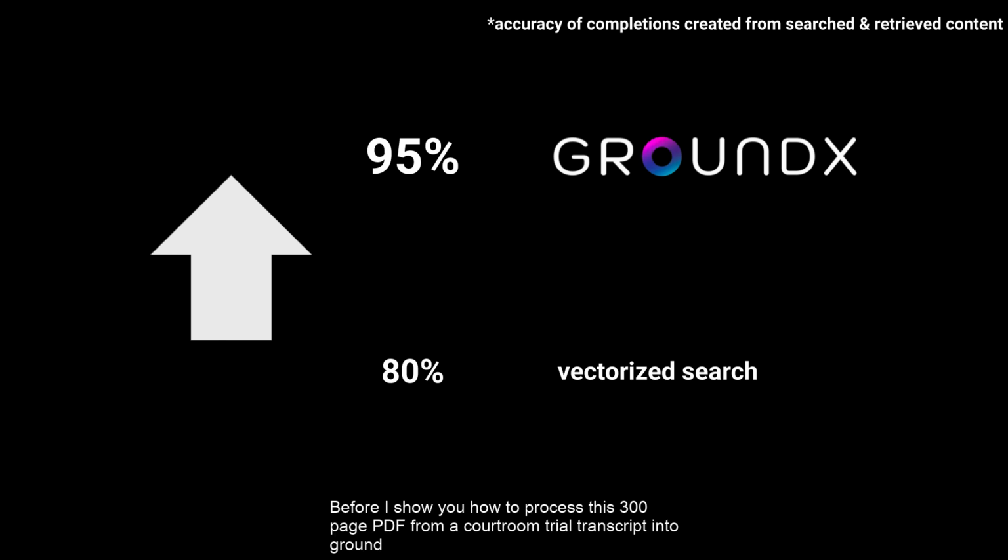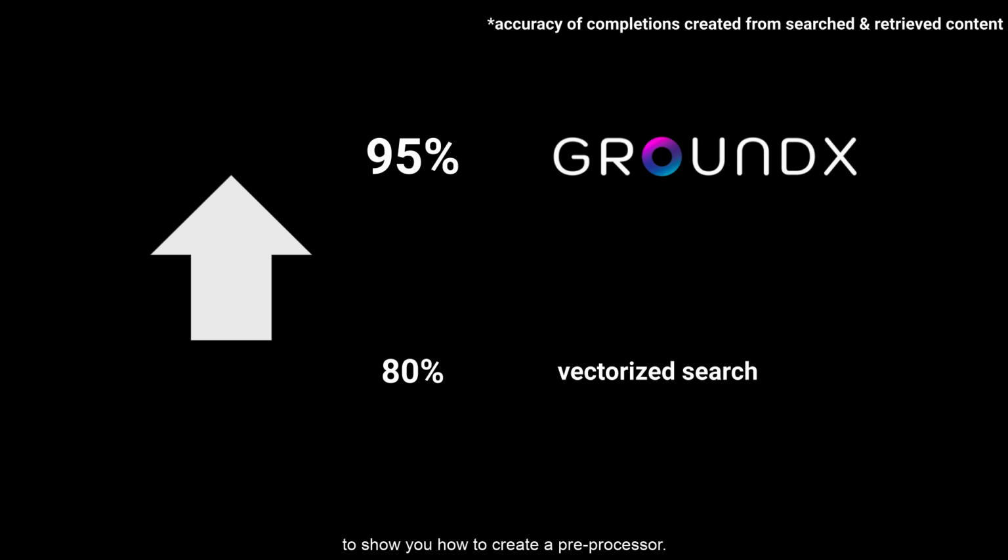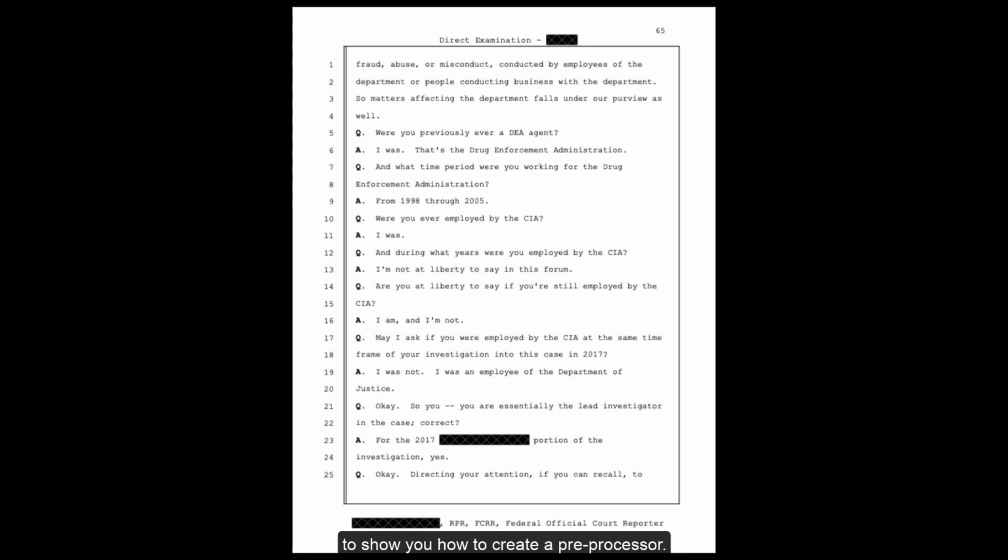Before I show you how to process this 300-page PDF from a courtroom trial transcript into GroundX so that it can be searched and relevant snippets retrieved from the document, I'm going to show you how to create a preprocessor. As you may recall from the introduction video, a courtroom trial transcript has all kinds of issues that need to be addressed using a preprocessor in order to make the document intelligible to an LLM such as ChatGPT.